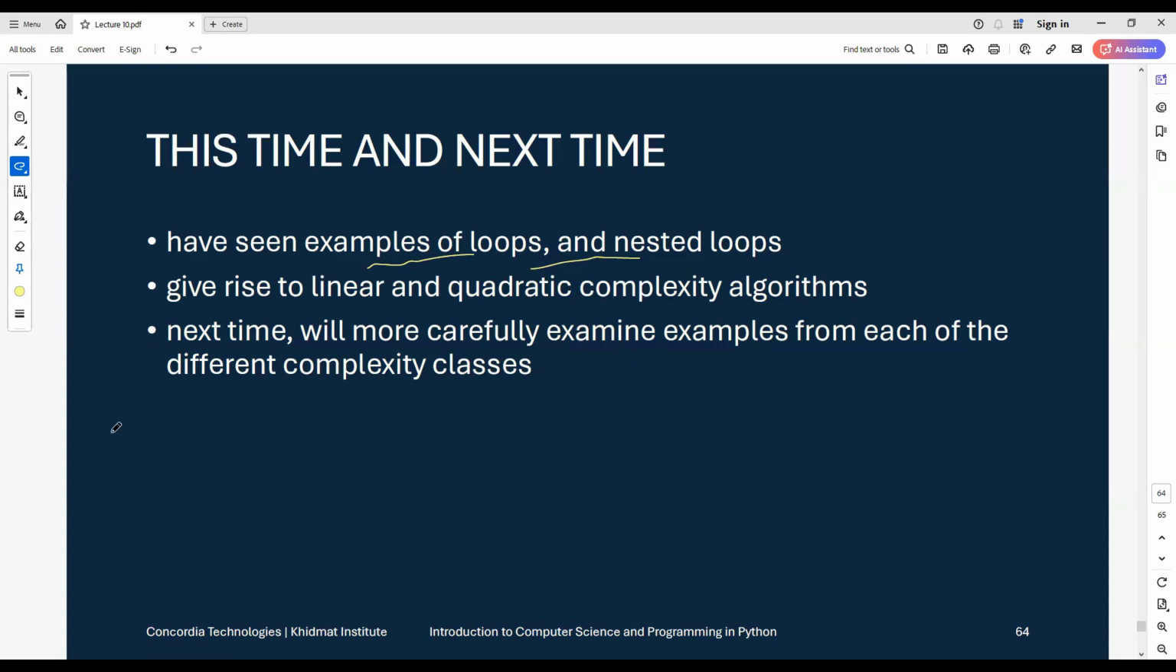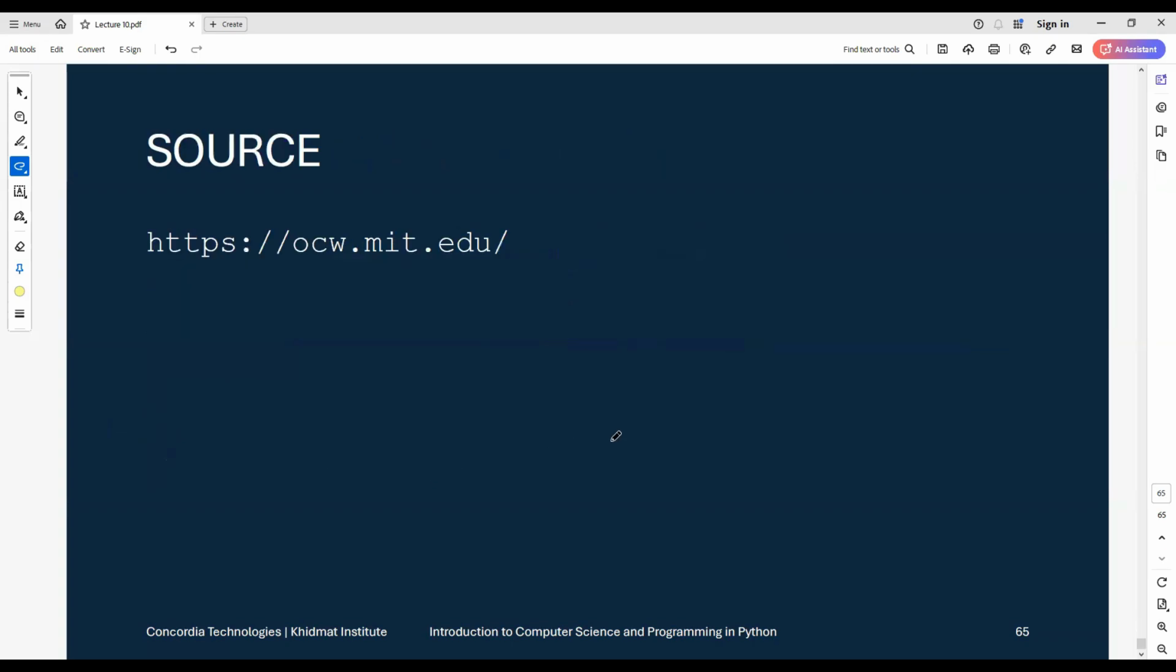So in the next class, we will take a look at the rest of the complexity classes from the previous slide that I showed you. Some very interesting algorithms that fall in those linear log or log and the exponential complexity classes. So we will study those in the next lecture.